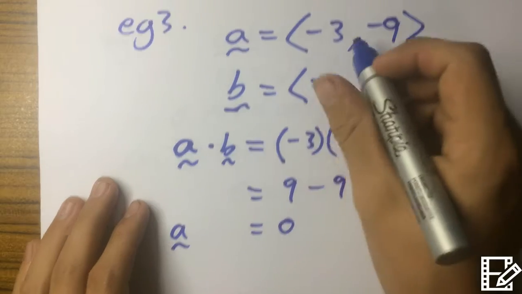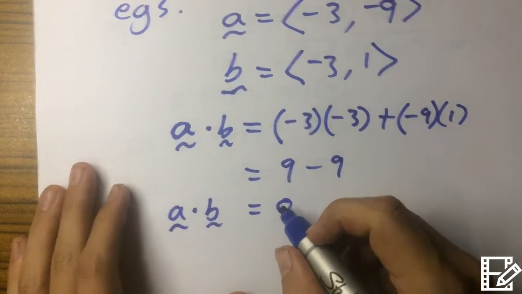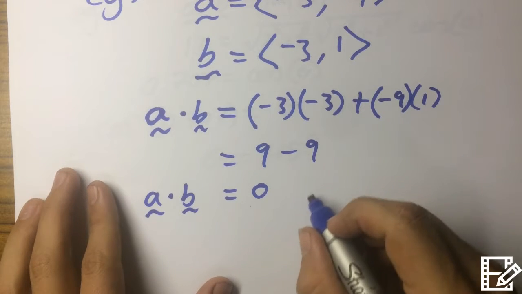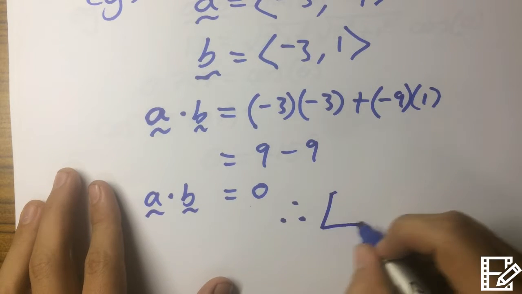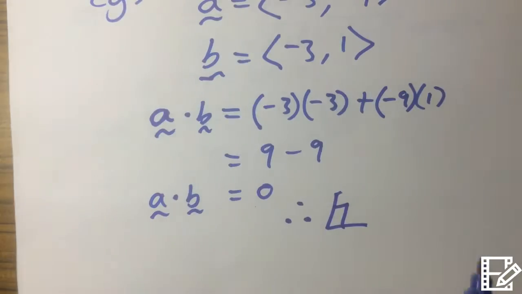Therefore, the dot product shows that it's equal to 0 for these particular vectors, and therefore they are orthogonal to one another, or perpendicular, or at right angles.